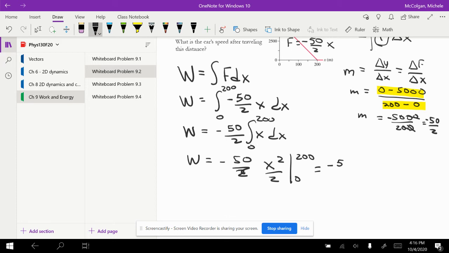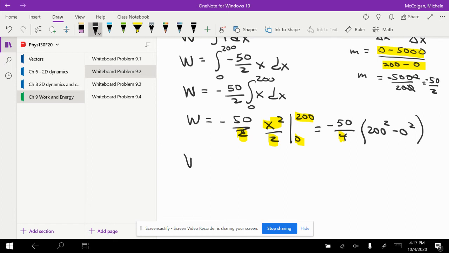So that equals negative 50 over 4. I've just brought the over 2, the 2 here, and the 2 here together to make 4. And I'm going to have here 200 squared minus 0 squared. So I've just plugged in my limits into this x squared. So W is equal to, when I put those numbers in my calculator, I get 500,000 Newton meters.